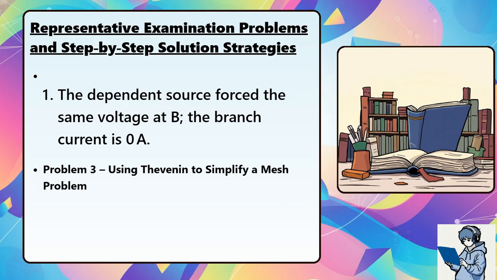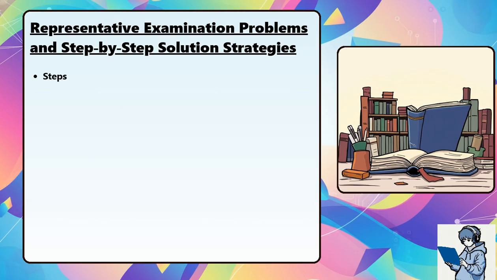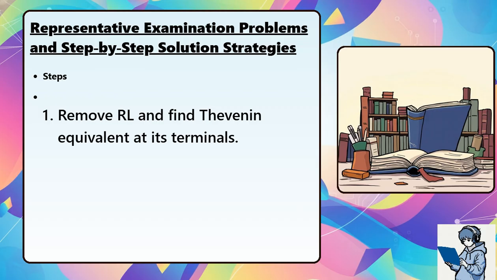Problem 3. Using the Thevenin to simplify a mesh problem. Circuit: a complex network of 3 resistors, 2 ohms, 3 ohms, 5 ohms, and a 10-volt source connected to a load resistor RL equals 4 ohms. Goal, find current through RL. Steps. Step 1. Remove RL and find the Thevenin equivalent at its terminals.